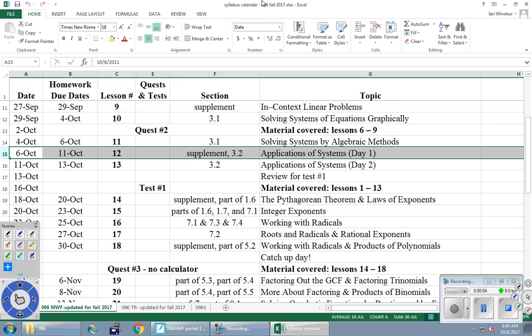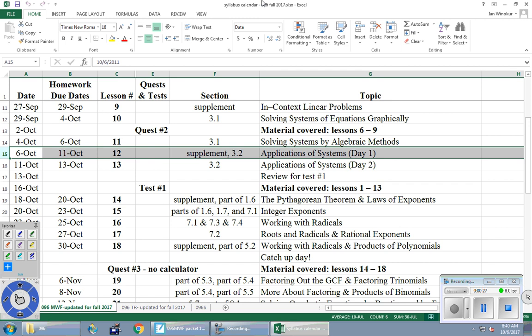We're jumping in right here to class number 12. This is Applications of Systems Day 1. So what today is about is a bunch of word problems. And as we set up these word problems, we're going to translate all of the words into two equations with X and Y or two other letters. And then we will solve those two equations using the techniques from our last class, which you did in the homework, substitution method, and the elimination method.